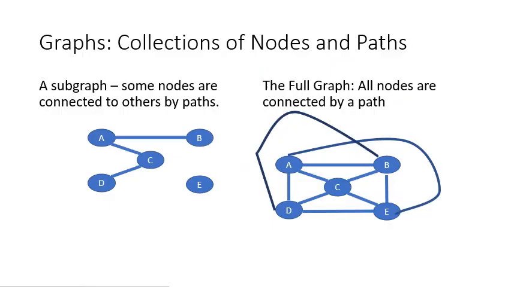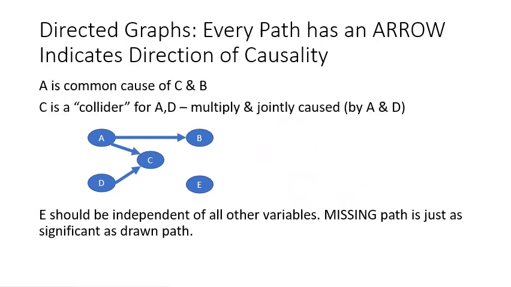A mathematical concept of a graph is a collection of nodes which are connected to each other by paths. The full graph is when every node is connected to every other one, as in the right-hand side diagram. And on the left-hand side, we have a partial graph, a graph which is a subset of the full graph. In a directed graph, every path has an arrow. So this is the type of graph that we will use to denote causal relationships.